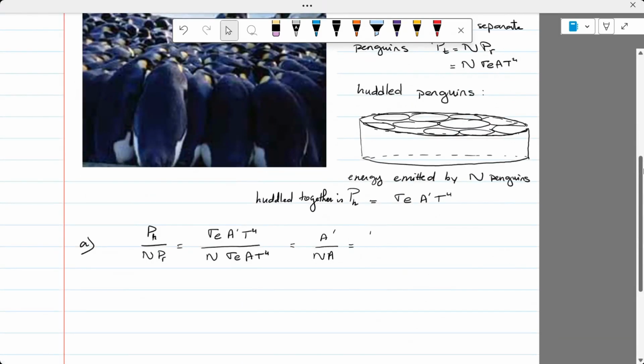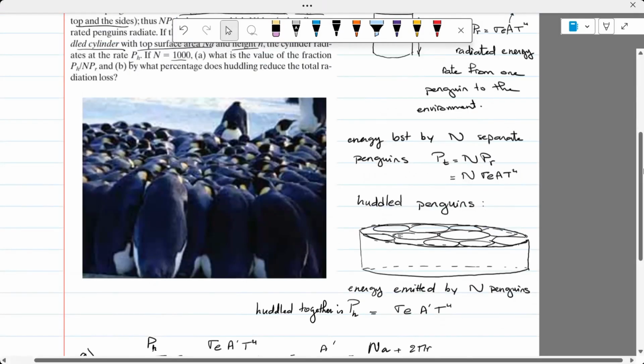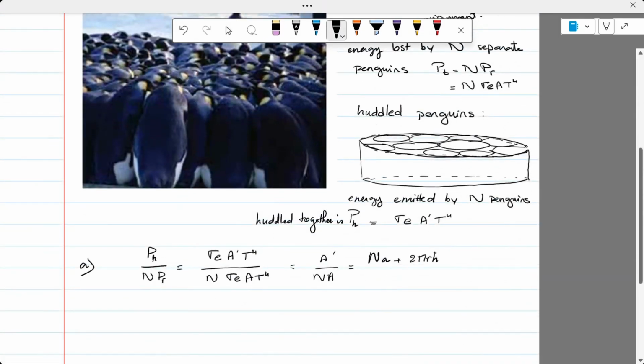So for the top face, I'll write NA. This is the area of the top face, plus 2 pi r, was it L or H? Let's check the height. The height was given as H, so I'll leave this H. Whereas for the separate penguins, the area is going to be A alone plus 2 pi, let's name this r, rH. Now I don't have the radius, rather I'm given the area itself.